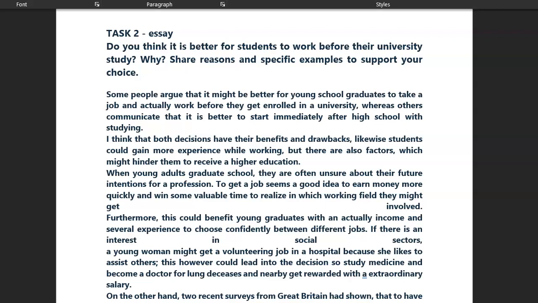So task 2, why is it better for students to work before university study? Or is it and why? Share reasons. So some people argue it might be better for young school graduates to take a job and actually work before they get enrolled into a university, whereas others communicate it's better to start immediately after high school with studying.